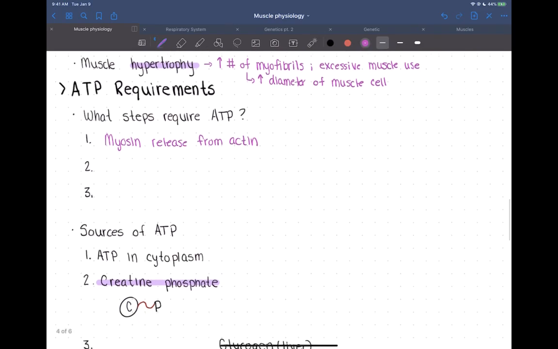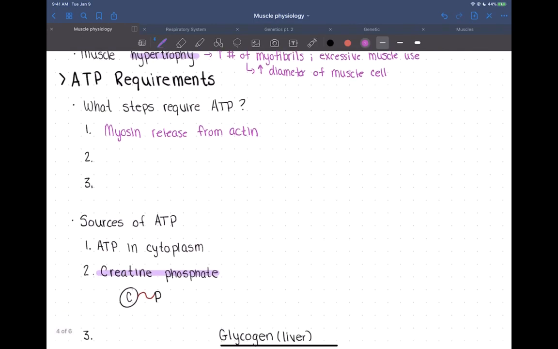Also, that same ATP, right? So we're not going to make this a separate step, but the same ATP that releases myosin from actin is broken down in order to cause the power stroke, right? So that's kind of one use because it's the same ATP.